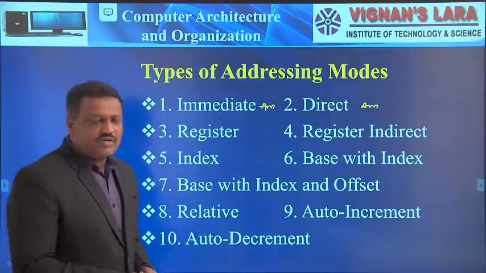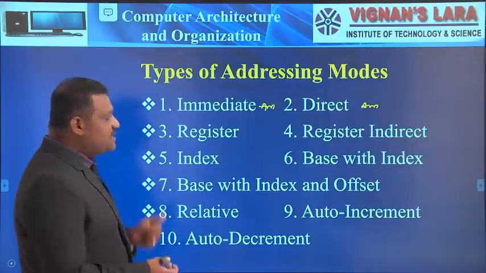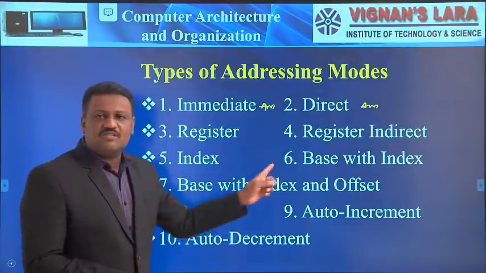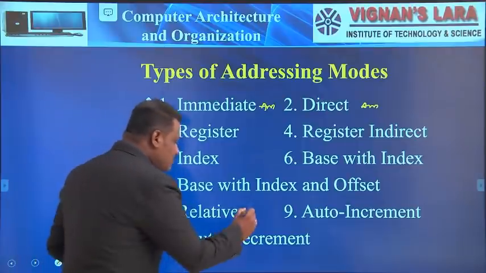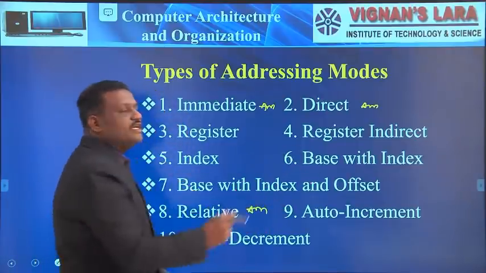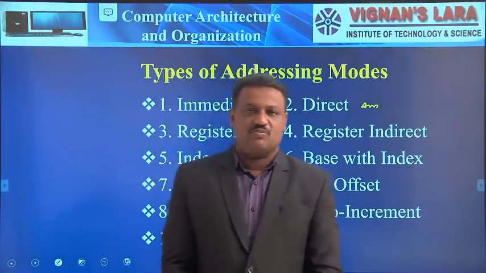Fifth one is indexed addressing mode. Sixth one is based with index addressing mode. Seventh one is based with index addressing mode along with an offset. Eighth one is relative addressing mode. And ninth one is auto increment addressing mode. And 10th one is auto decrement addressing mode.